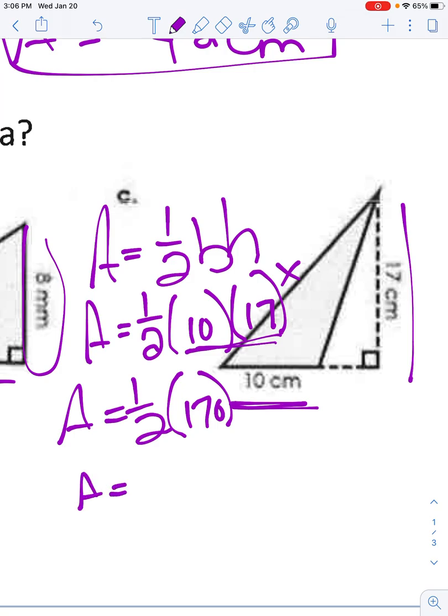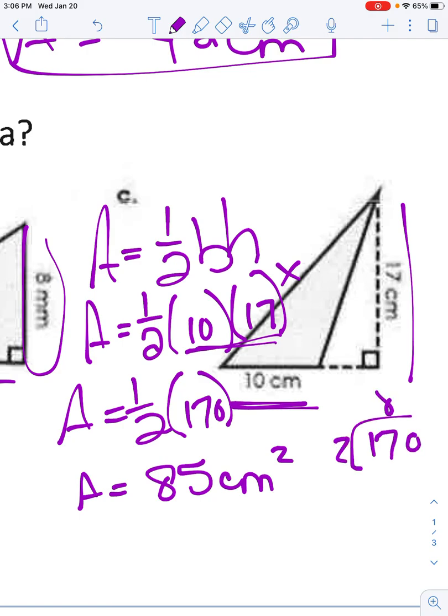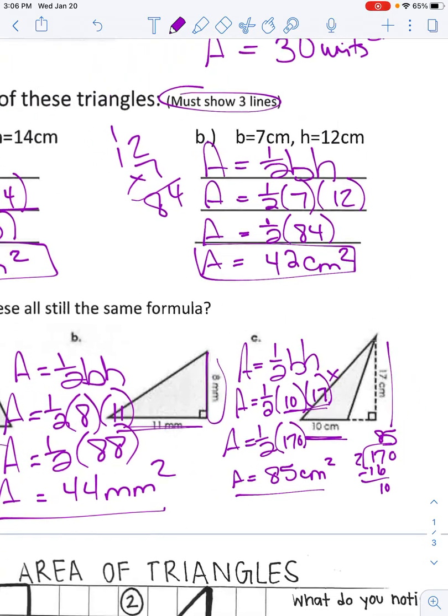Okay, what is half of 170? 85, I believe. Yep, 85 centimeters squared.